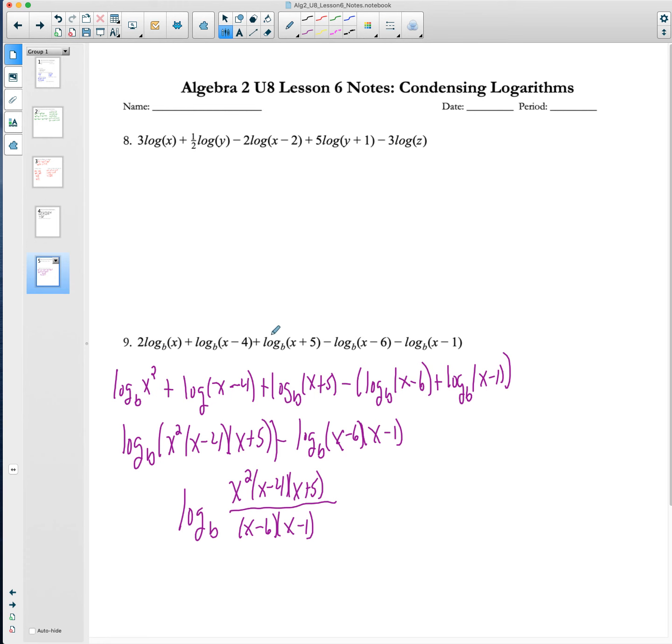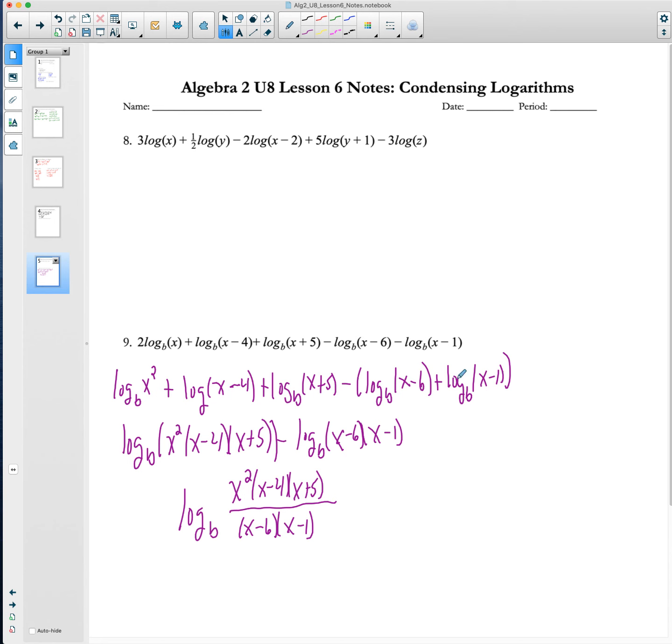Now what I decided to do because of that is, just like I did in number 8, I factored the negative out of these 2 terms. All right, and that gave me log base b of x minus 6 plus log base b of x minus 1. Now I can use the product property on these 3 terms. So I get log base b of x squared times x minus 5 times x plus 5, or x minus 4 times x plus 5.